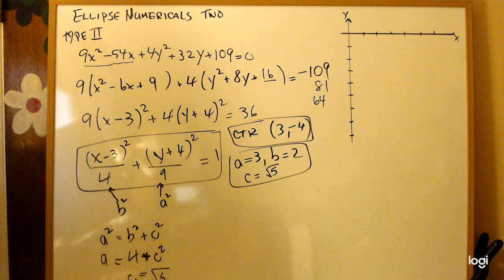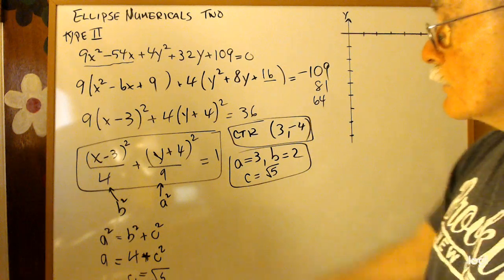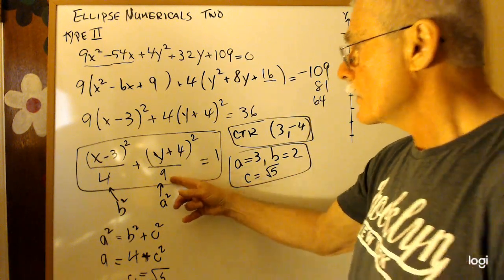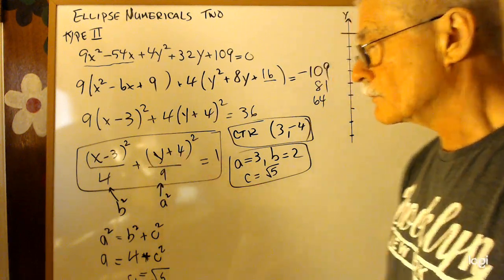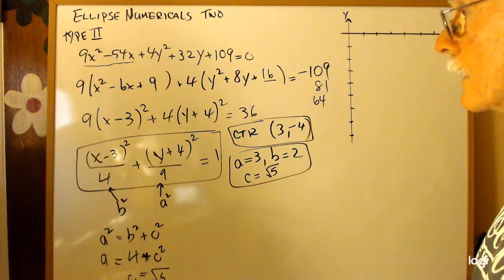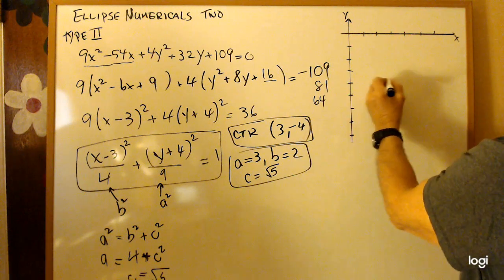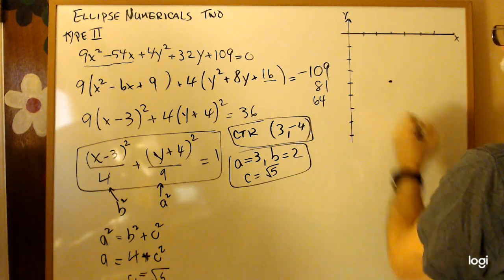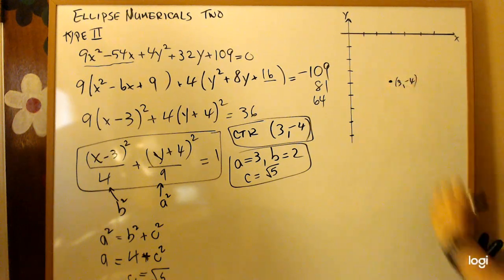And I guess the next question is, how can you tell it's a type 2? You know, it's more vertical than horizontal. And that would be because the number here is greater than the number here, and it's associated with the y squared term. So for that reason, we know it's going to be vertical, or type 2. So I'm going to get the coordinates of the center. 3 comma negative 4 would put that about right there.